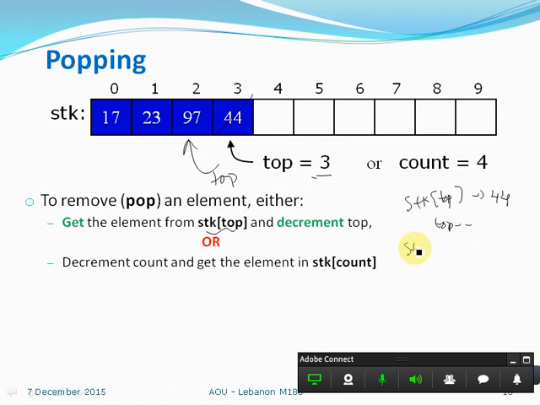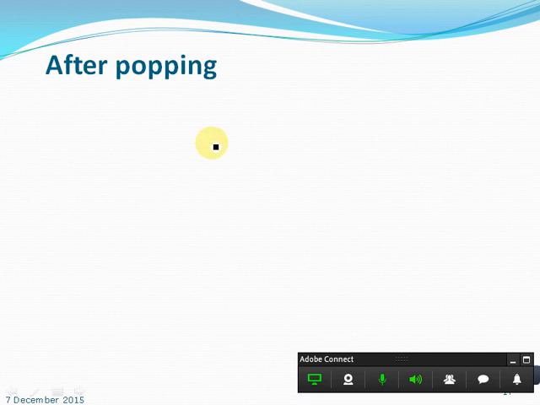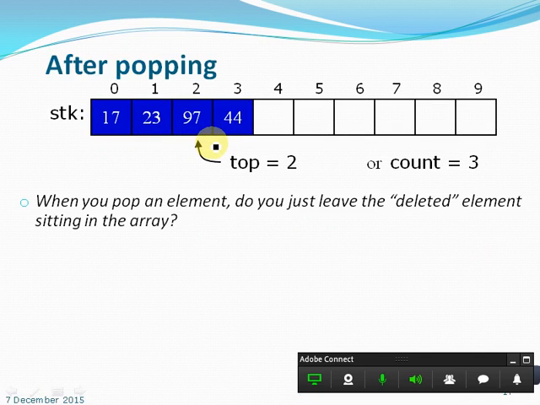Or you decrement the counter first, that is count minus minus, count becomes 3. Now take the stack of count, stk of count is 3 is over here, take this element, and the count remains 3. So count 3 means 3 elements. After popping, the top will be 2 and count will be 3.